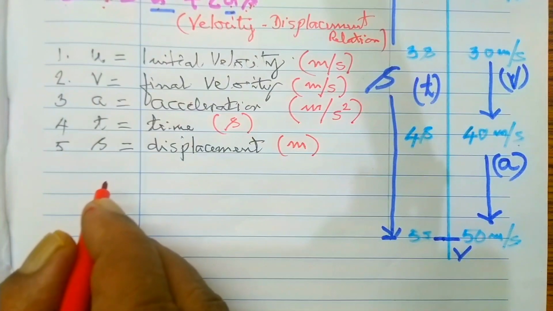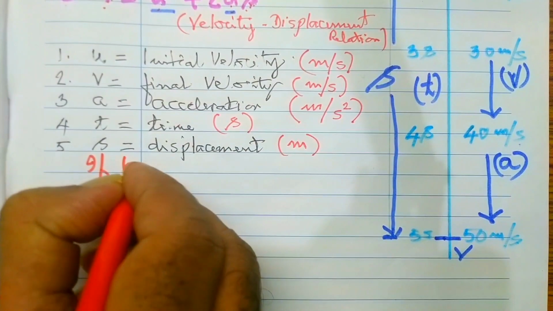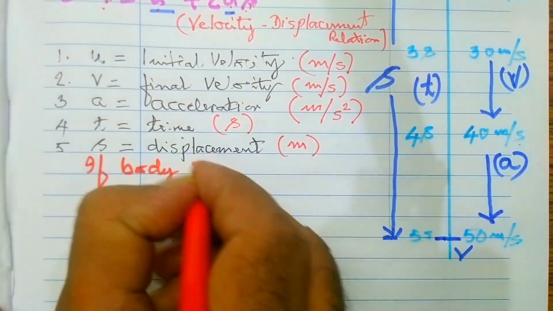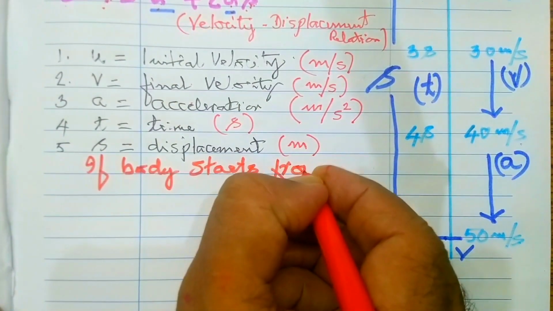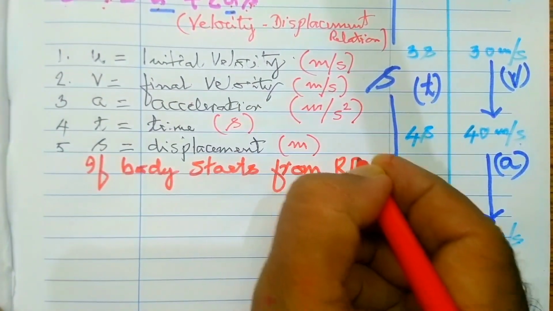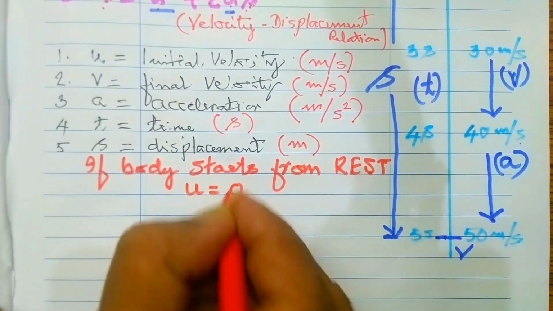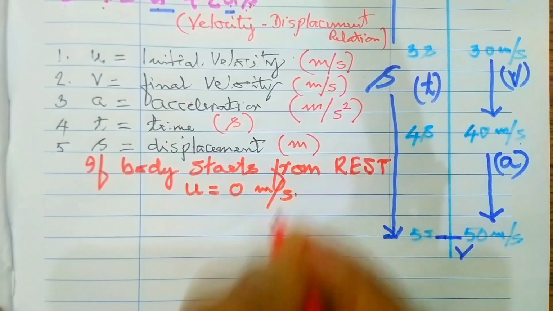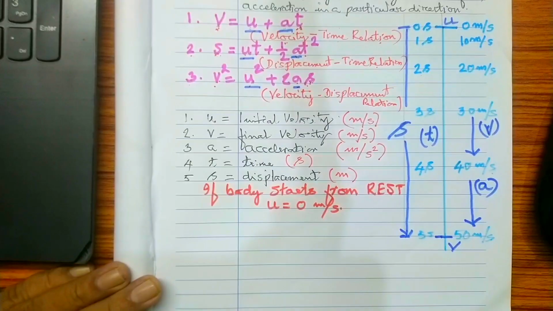I mean to say that if the body starts from rest, you know very well, in the previous classes I told you that if body starts from rest, u is equal to 0 meter per second, but you have to remember all other things will be there as it is. Let us see the equations and you substitute u is equal to 0 in the above equations, and then let us see what happens.